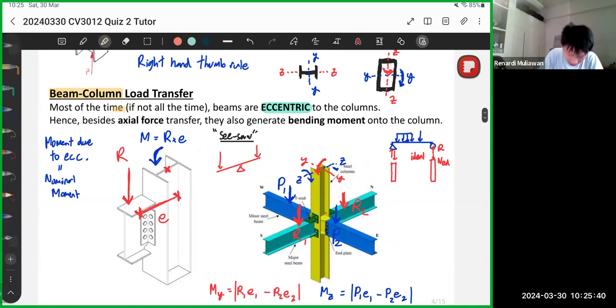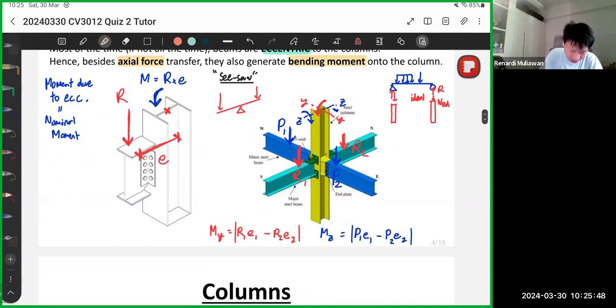Okay, so again, the beam transfers two things. One is the axial force. The other one is the bending moment. Actually, I forgot to mention the axial force. So My is based on the eccentricity: R1 E1 minus R2 E2. Then for Mz it is P1 E1, P2 E2. Then you just take the difference.